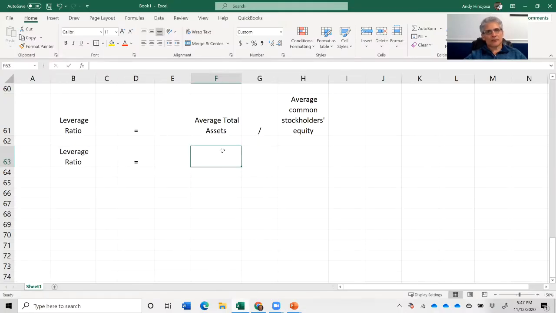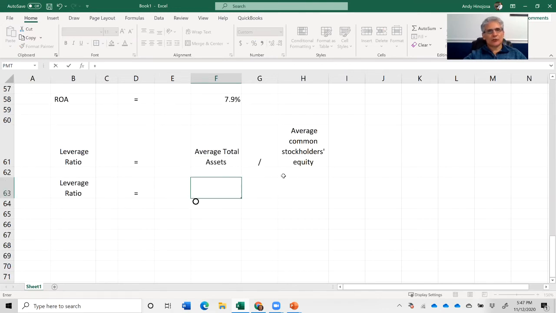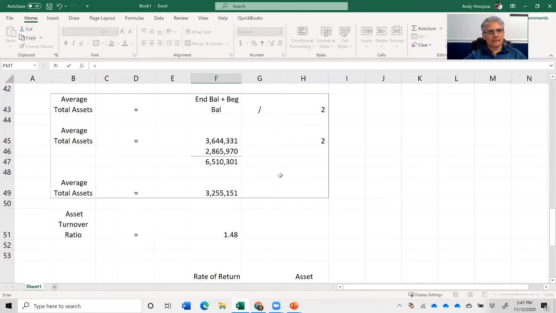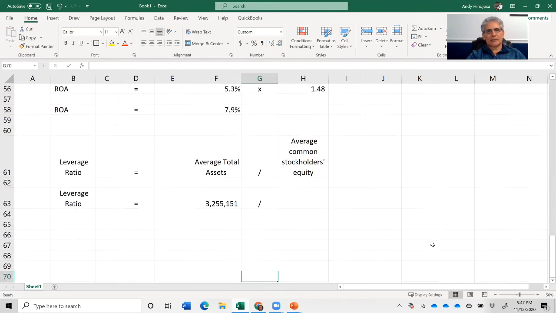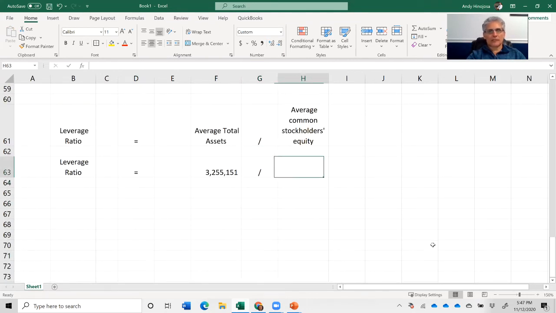Here's the formula now in a spreadsheet. Leverage ratio is equal to average total assets divided by the average common stockholders' equity. Well, the good news is we've already computed average total assets. So let's just look for that number that we've already done. Average total assets, 3,255,151,000. And that's going to be divided by, we have not computed average common stockholders' equity.